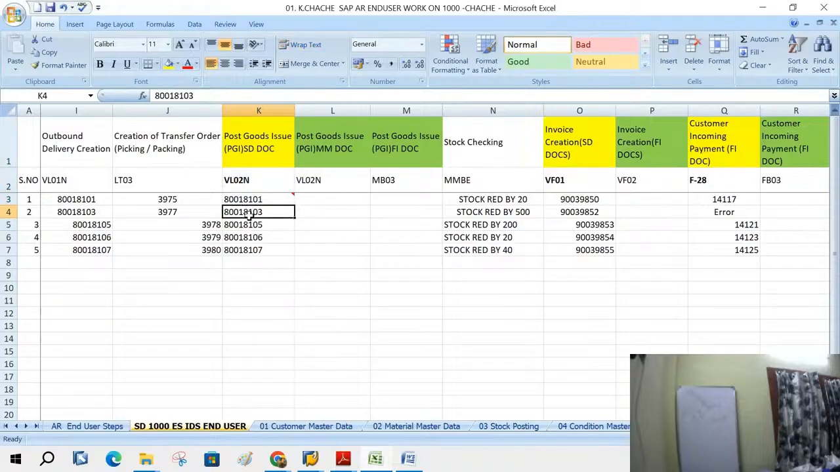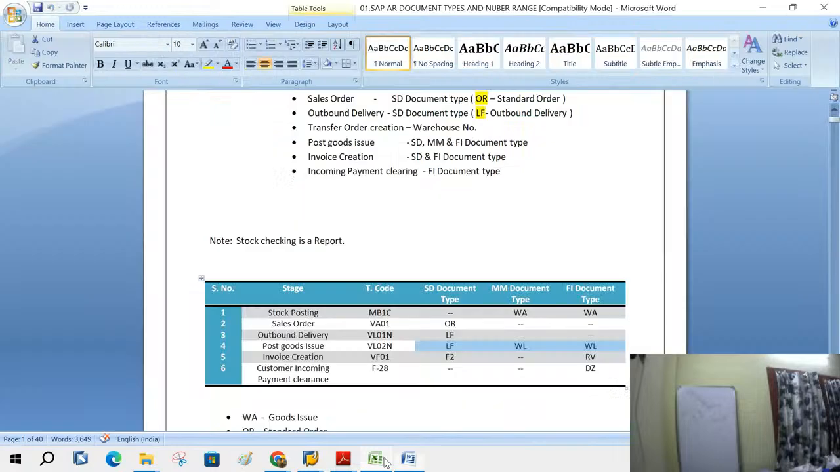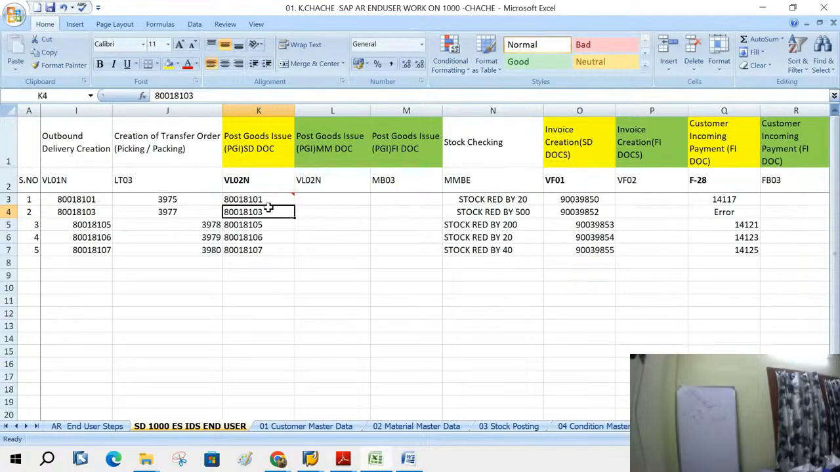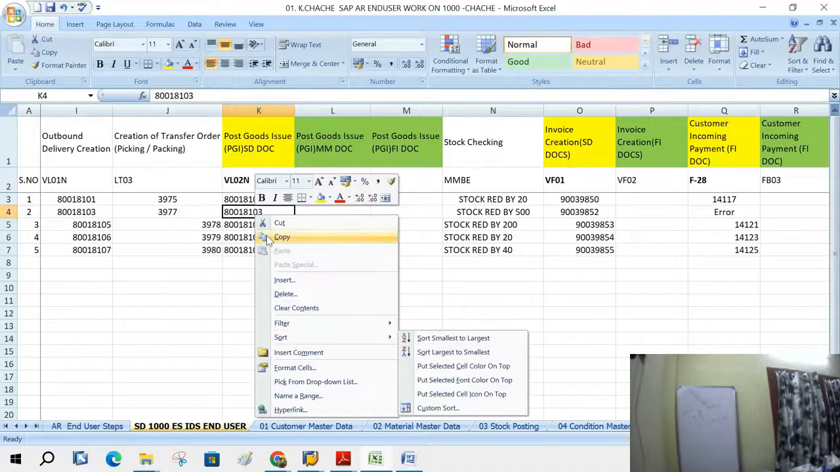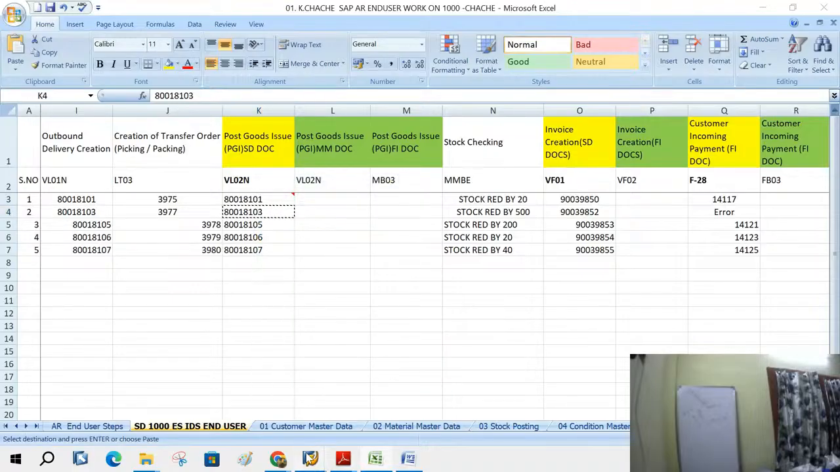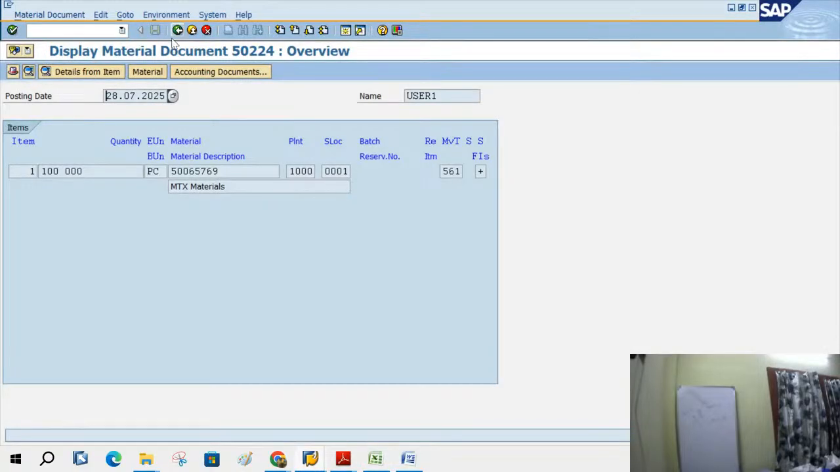So this is your LF document, correct? For this LF document, what is the document I have to take? The document type is WL, correct? So how am I going to take my WL? I take this number. Now, if you don't know, you have to ask. I'm asking 100 times, you are just doing time pass, all of you.